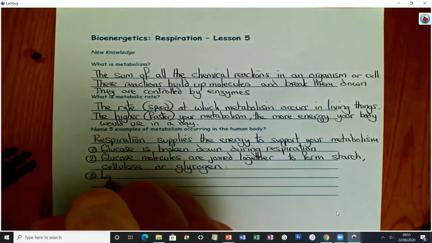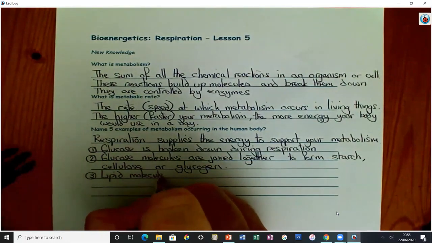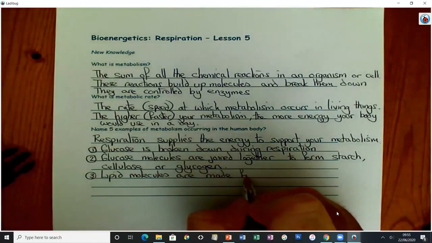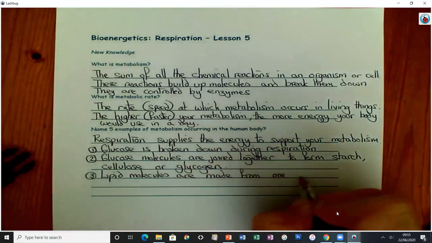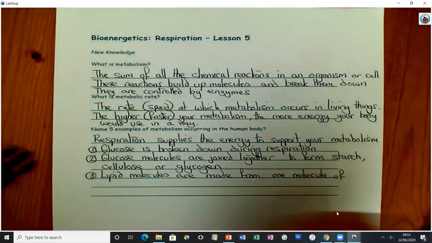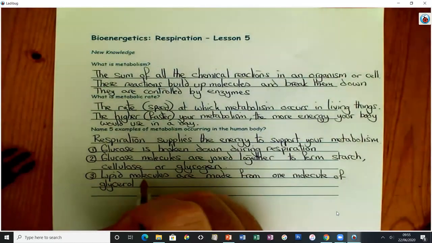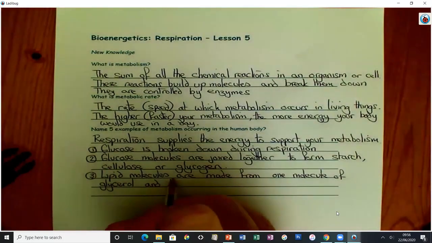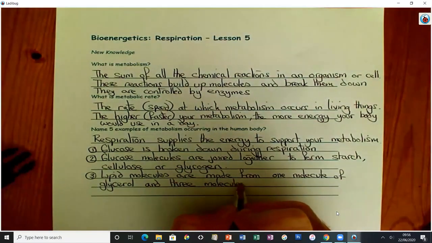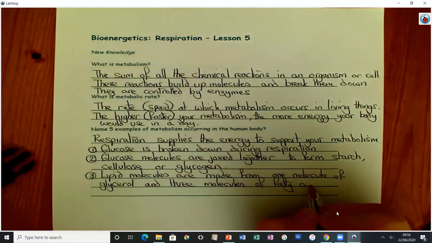So lipid molecules are made from one molecule of glycerol and 3 molecules of fatty acids.